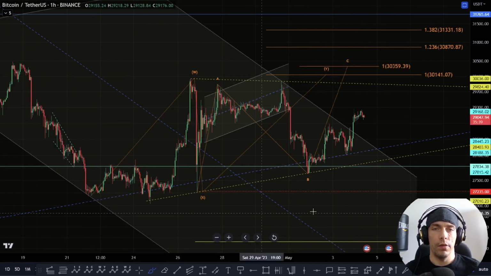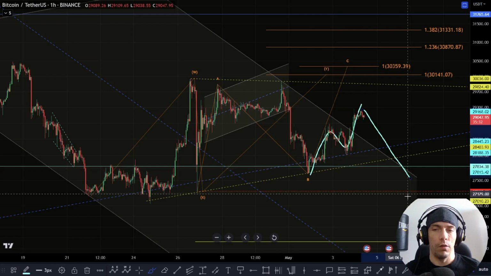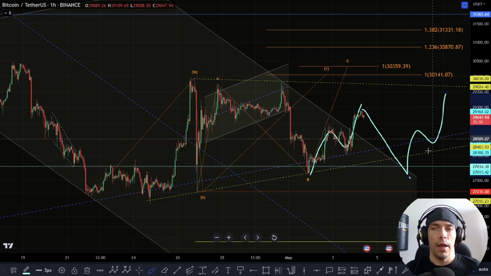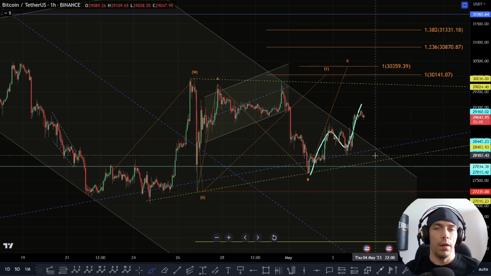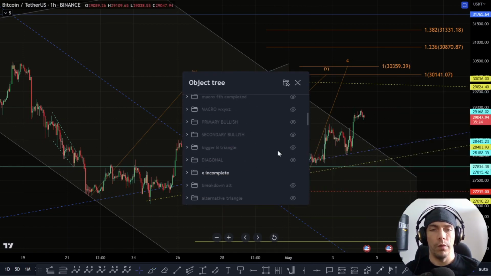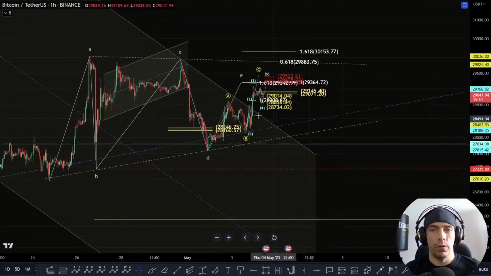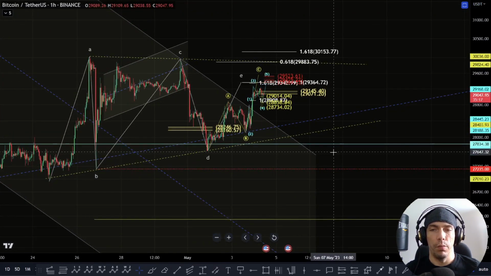But really, for as long as we actually stay within this range, I'm not ruling out the idea that this triangle could not be done yet, and we could even see a drop back down, form a D wave, and then get an E wave up again. Now, if this is actually an E wave and we're looking to reject towards that 1-to-1, as we talked about, we need to just be cautious that this doesn't start to break down from this point here.